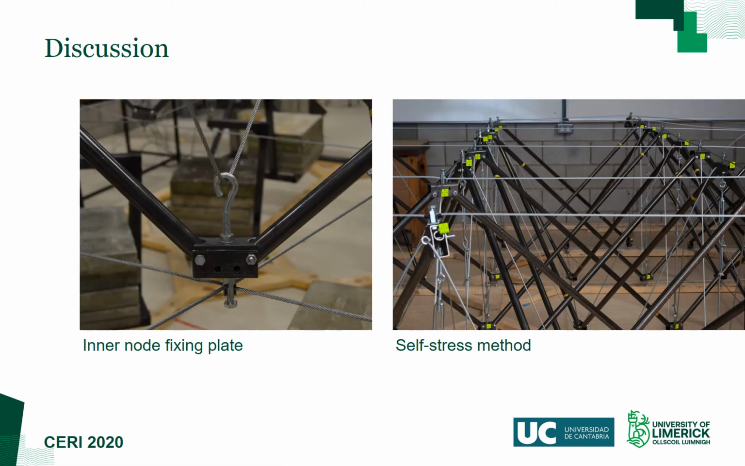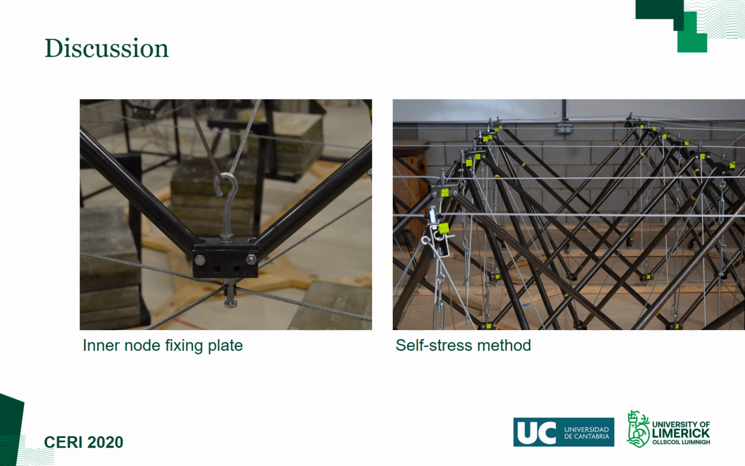The addition of the inner node fixing plate, which is shown here, reduced the tendency of the node to rotate under imbalanced loading. Whilst this was a positive initially, it is possible that its behavior is then closer to a fixed node than a through pin. This could introduce bending moments in the members, with a resultant change in the distribution of forces within the structure, and is an area that requires further investigation by the team.